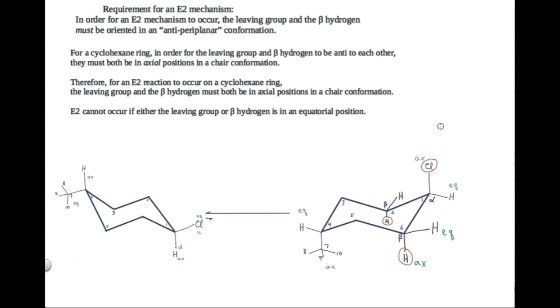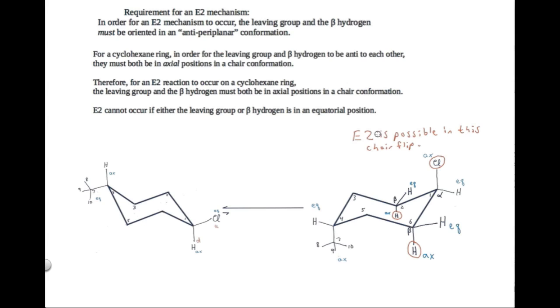Neither can be equatorial. So we've seen that E2 is possible in this chair flip because the leaving group is axial and there are beta hydrogens that are also axial. What about in this picture? Well, notice that in this picture, the leaving group is equatorial. But we know that when the leaving group is equatorial, E2 is impossible. E2 is impossible in this chair flip because the leaving group is equatorial. Can you see why? Draw in the beta hydrogens.